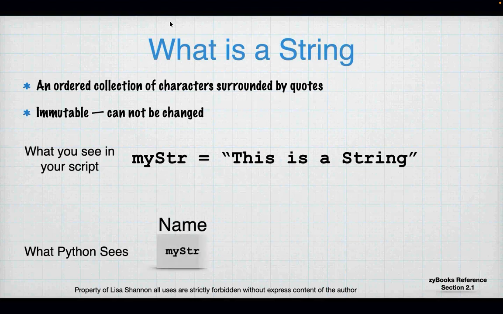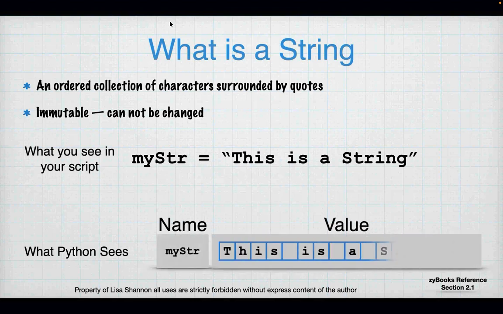But what does Python see? Python sees the name of the variable, which is meister, and it actually sees a list. You can think of a string as a list. Each individual character next to the next character ends up being the string, and that includes spaces, punctuation, invisible characters like new lines and tabs. They all take up one of these boxes. So that is what Python sees. Python doesn't necessarily see the quote, "this is a string," quote. What it sees is a series of characters next to each other in a specific order.